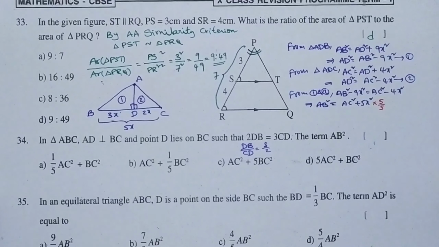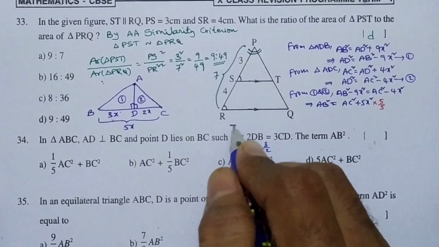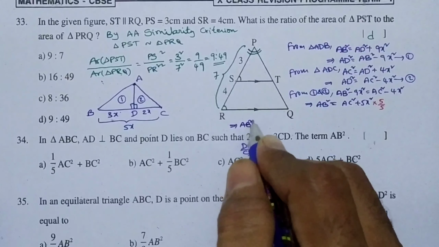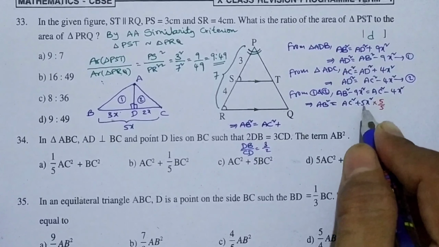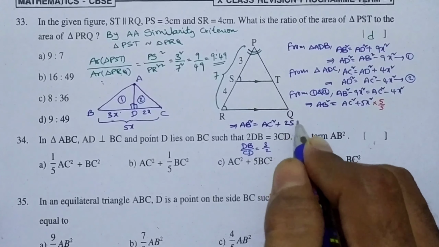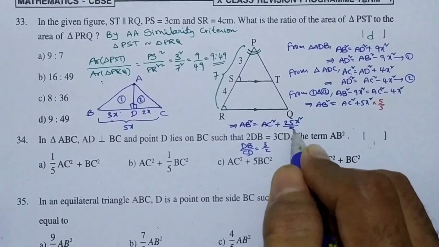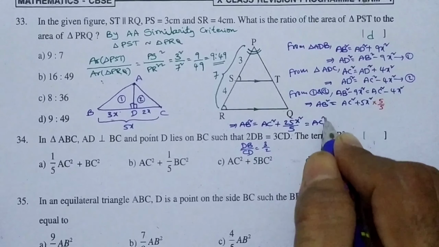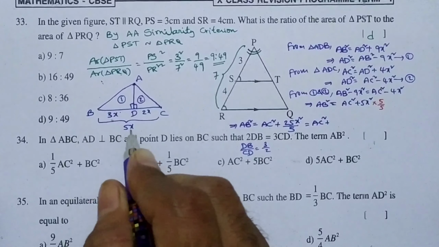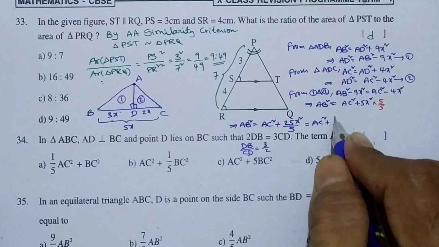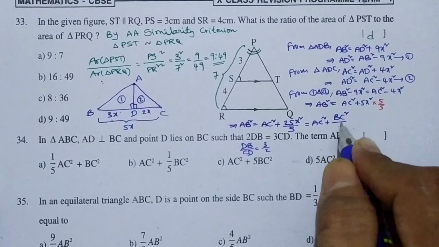So just multiply and divide with 5. Now here I am writing AB square is equal to AC square as it is, plus 5 5s are 25x square, 25x square by 5. Now here I am writing this as AC square as it is, 25x square, nothing but 5x whole square. 5x is nothing but BC. So it is BC square by 5.